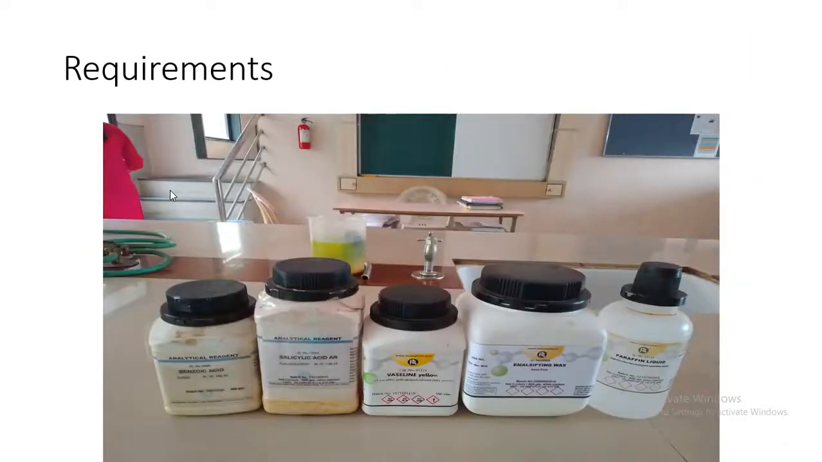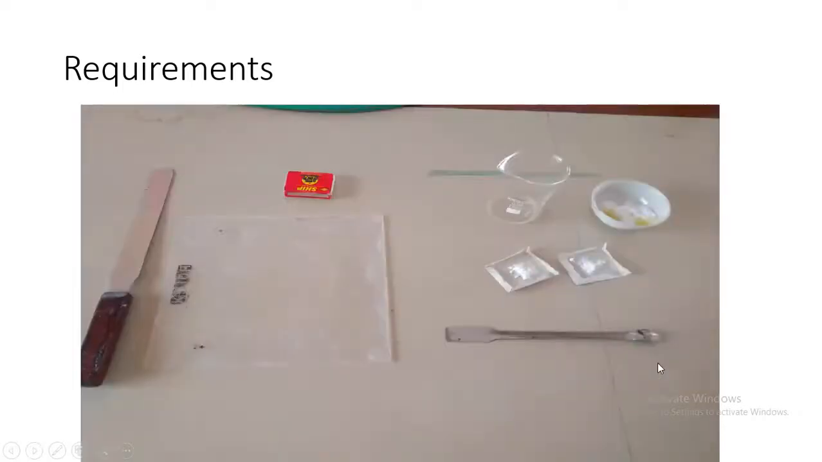So now we will see the requirements. Here you can see benzoic acid, salicylic acid, Vaseline. Vaseline is your soft paraffin, emulsifying wax, and liquid paraffin. Now these are your glassware requirements. Here it will require a tile. Then this is a spatula used for levigation purpose, matchbox, then beaker, glass rod, evaporating dish, and spatula.